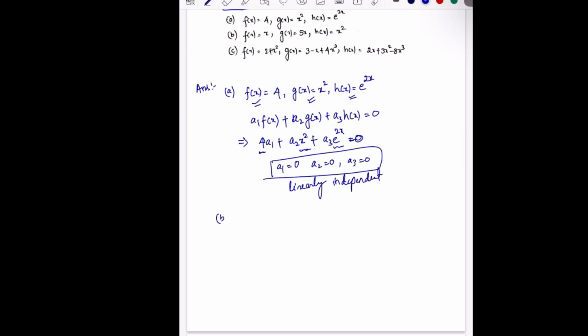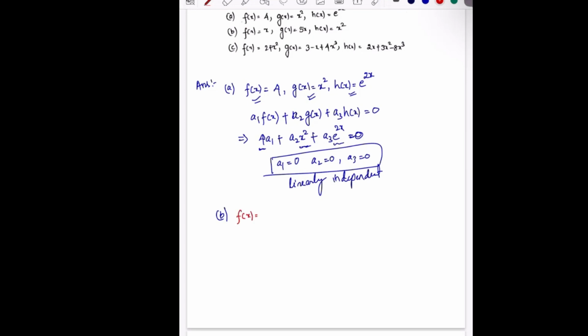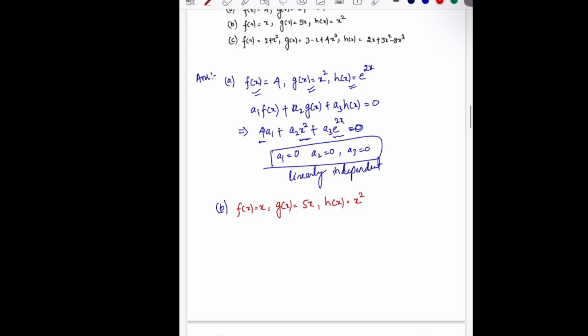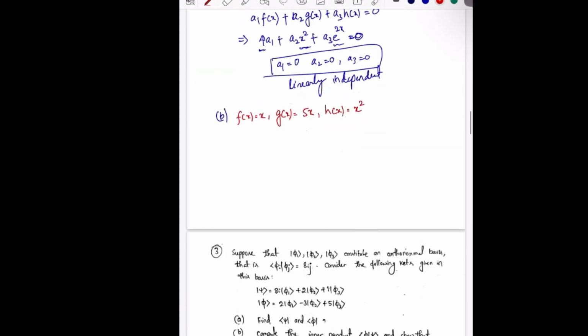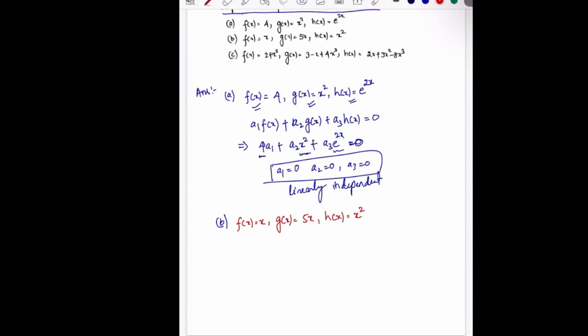So let's see the second question, B. What is given? f(x) = x, g(x) = 5x, and h(x) = x². This means now by simply looking at... Ankit, okay, let me unmute you. Tell me, Ankit. Am I audible?